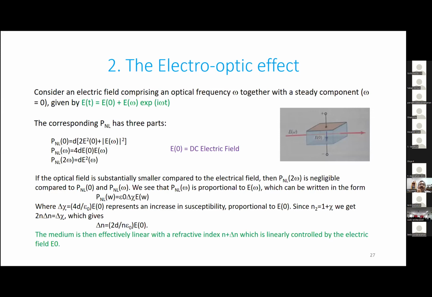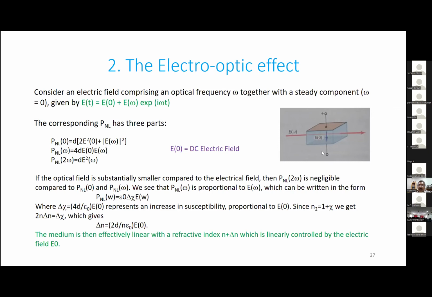Now we will look at the electro-optic effect, which is the basis of the functioning of a Pockels cell. We know that Pockels cells are very good for Q switching in pulse lasers, so let's see how this happens. Consider an electric field that comprises an optical frequency omega together with a steady DC voltage. This is a crystal; you apply a steady DC voltage, let's say 2000 or 3000 volts, and then the laser beam passes through.